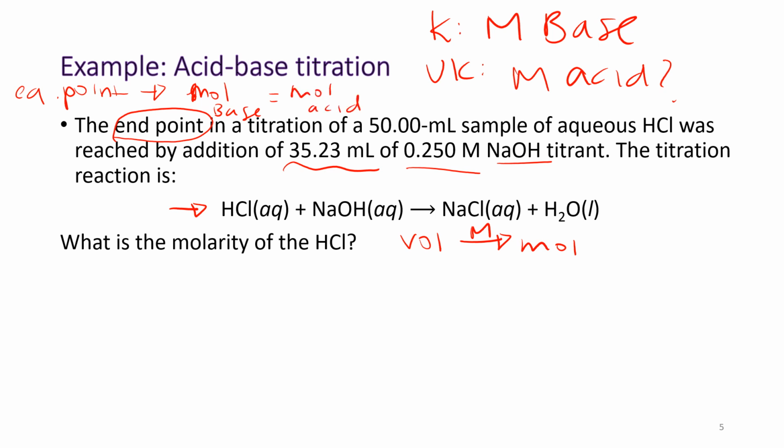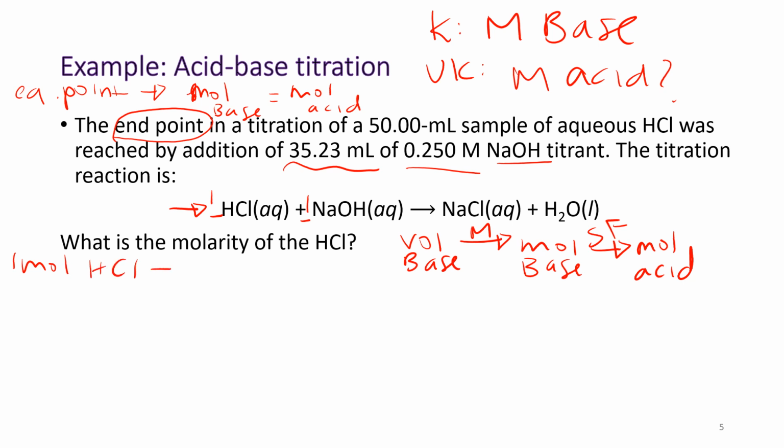So we need to find the amount of base, and then we need to use this equation to convert to moles of acid. That's our job. We go from the volume of base, use the molarity of the base to get to moles of base, and then get to moles of acid using the stoichiometric factor. The stoichiometric factor in this case is 1 to 1. So 1 mole of HCl reacts with 1 mole of NaOH.